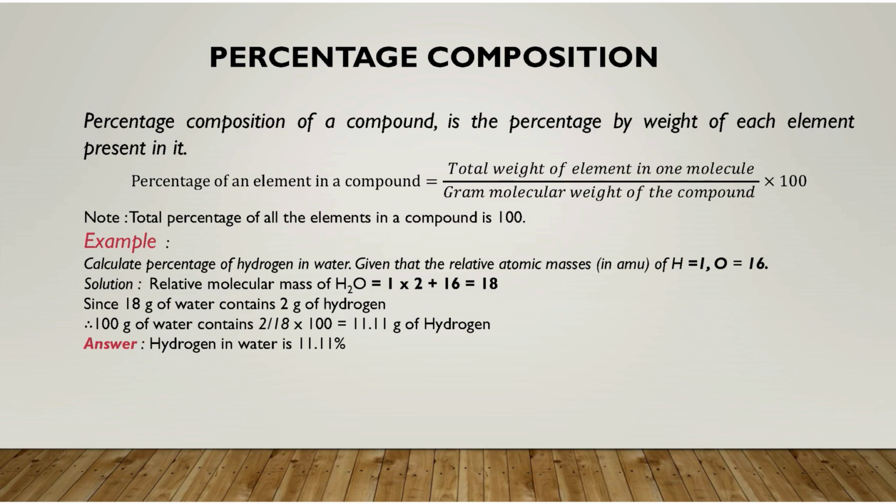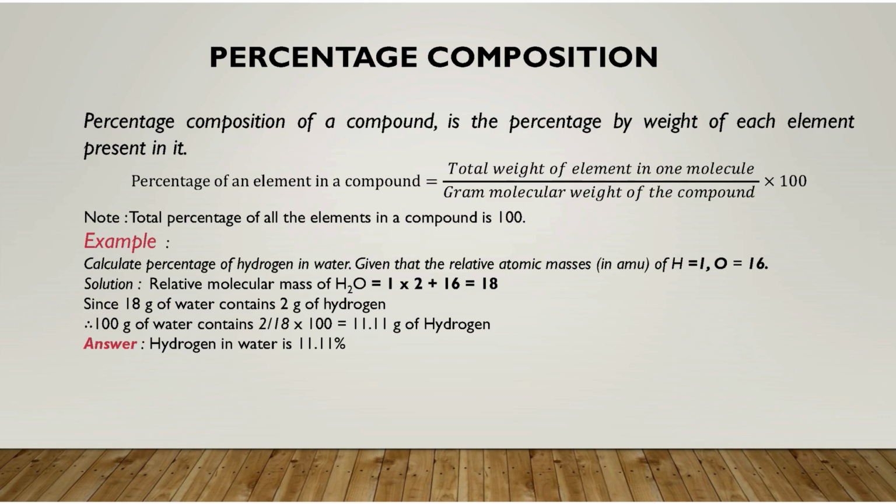So here is an example. With the help of this example, you can understand how we find out the percentage composition. Calculate the percentage of hydrogen in water. We have to calculate how much percentage of hydrogen is present in a water molecule. So here is the solution.